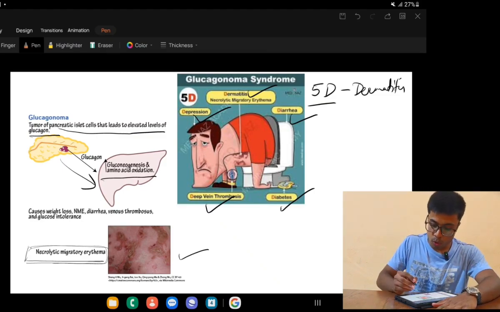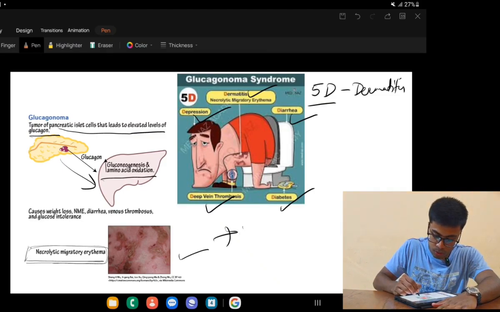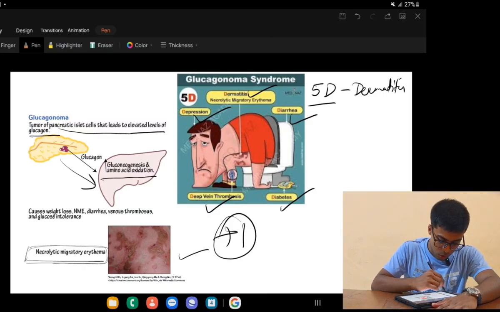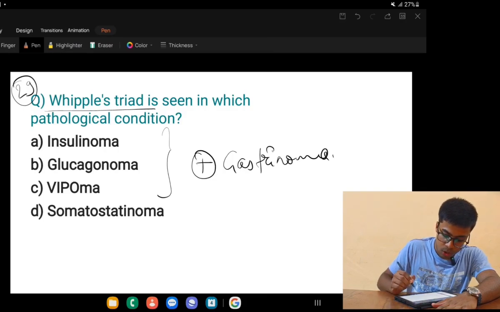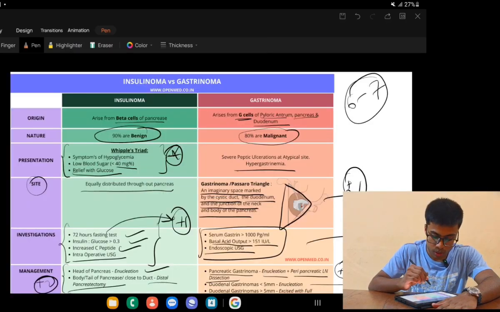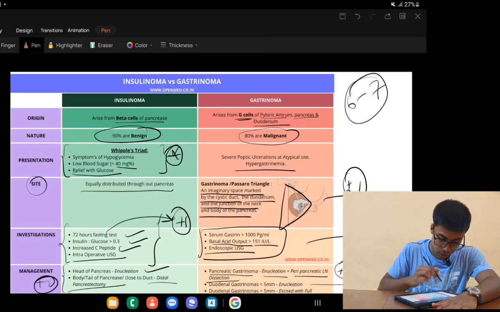So we got one more question, so plus one. So many questions, and we are still just on the 29th question. Whipple's triad is seen in insulinoma. What are the components of Whipple's triad? Hypoglycemia, low blood sugar levels, and relief with glucose. So these were the components.